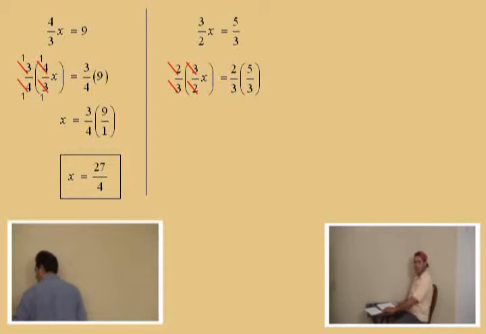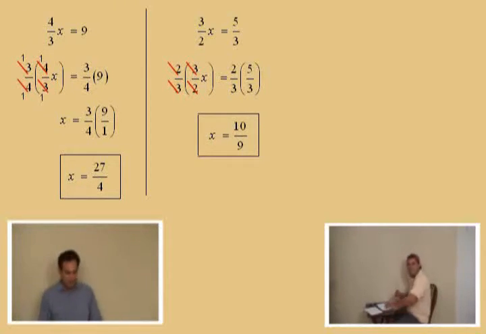10/9. Okay. And so what do we get, Charlie? 10/9. X equals 10/9. Excellent. There we go. Don't forget to circle or box your answer, whatever you're doing.